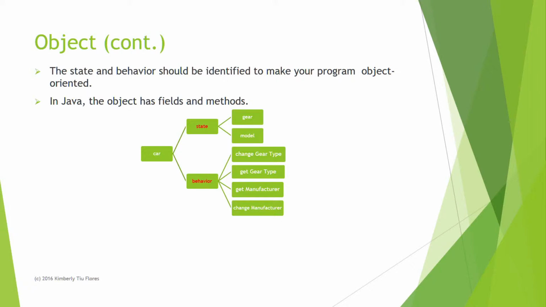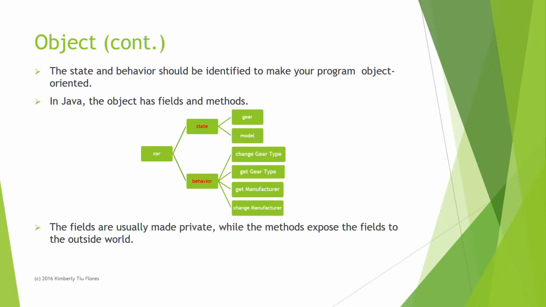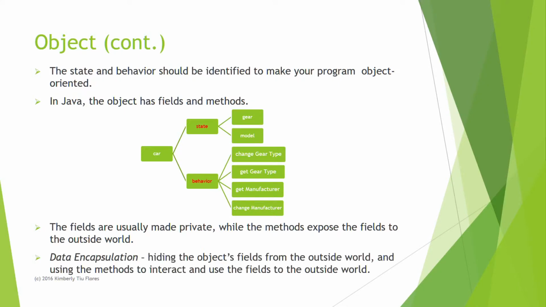A typical Java object has its fields private from the outside world. In order to use the fields, the object uses methods to expose the fields. The car has 4 behaviors: change gear type, get manufacturer, and change manufacturer. The essence of hiding the object's fields from the outside world and requiring the methods to interact is called data encapsulation. The data of the object is encapsulated through the methods.